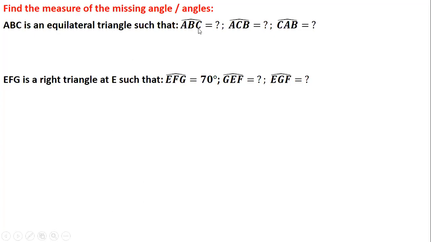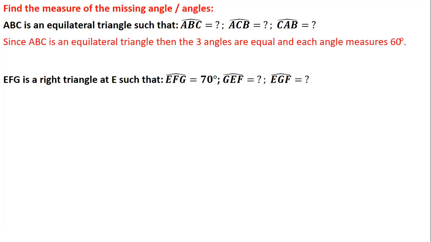So what will be the measure of angle ABC? 60 degrees. Angle ACB? 60 degrees. Angle CAB? Also 60 degrees. So we say, since triangle ABC is an equilateral triangle, then the three angles are equal, as Ali said, and each angle measures 60 degrees. So I write the measure of the first angle is 60 degrees, the measure of the second angle is 60, the measure of the third angle is 60. Thank you, Ali. Now I want to ask Huda.